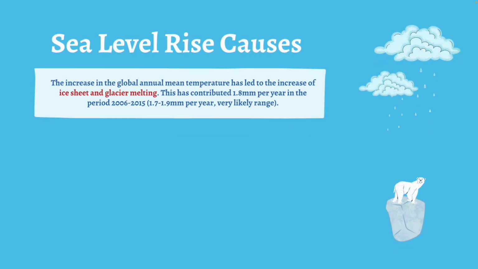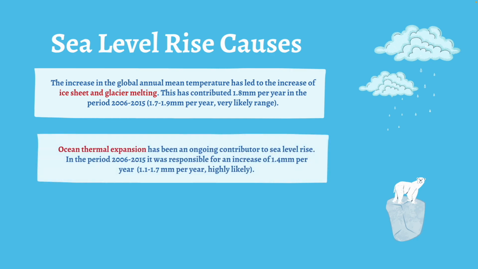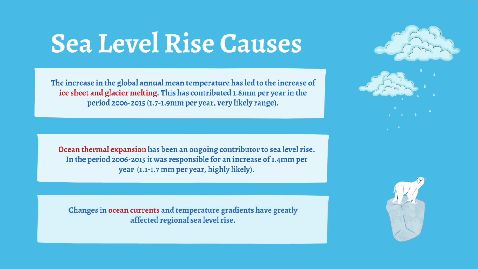I have broken down sea level rise into three main causes. First, the increase in the global annual mean temperature has led to the increase of ice sheets and glacier melting. This has contributed 1.8 millimeters per year between 2006 and 2015. Ocean thermal expansion has been an ongoing contributor to sea level rise. Between 2006 and 2015, it was responsible for an increase of 1.4 millimeters per year. Finally, changes in ocean currents and temperature gradients have greatly affected regional sea level rise.